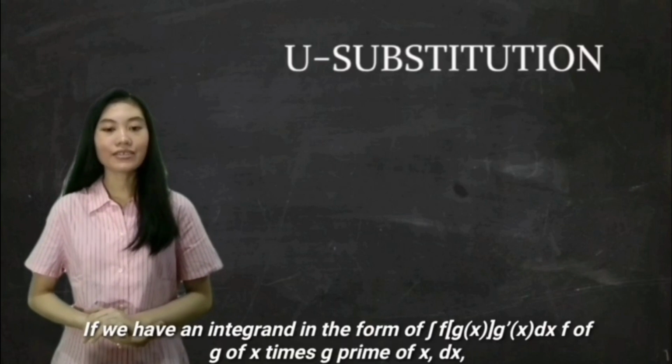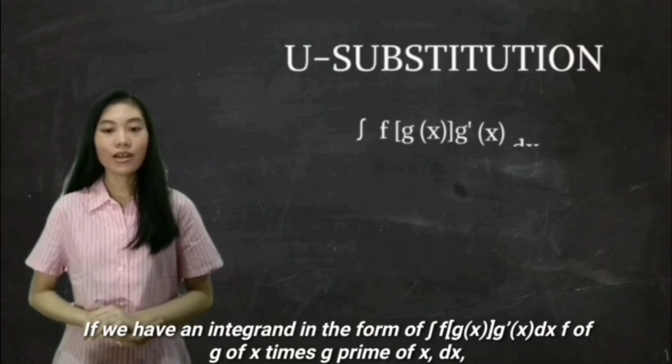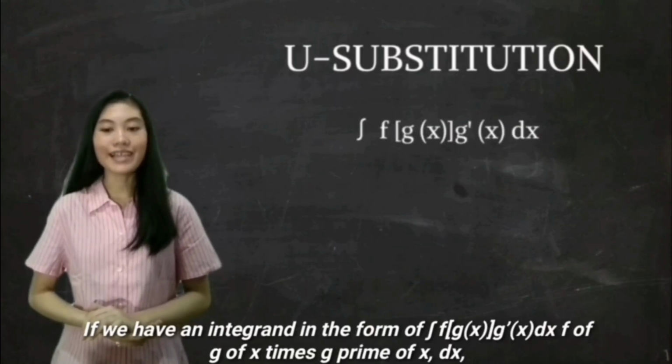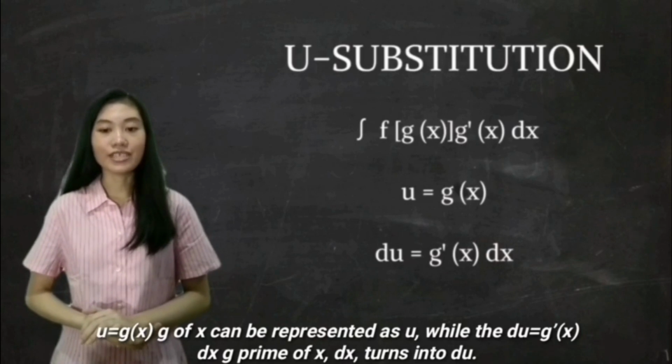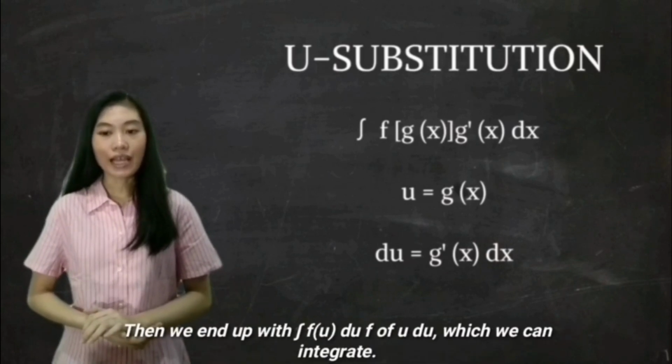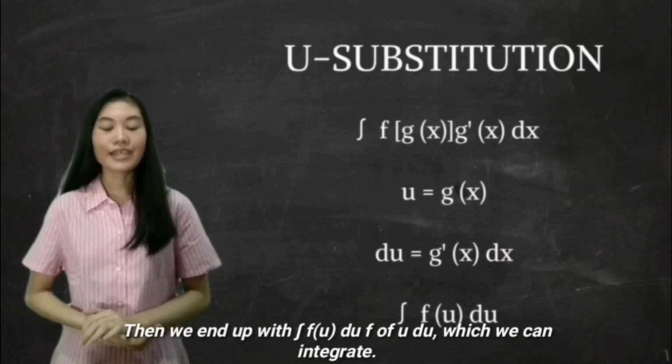If we have an integral in the form of f of g of x times g prime of x dx, g of x can be represented as u, while the g prime of x dx turns into du. Then we end up with f of u du, which we can integrate.